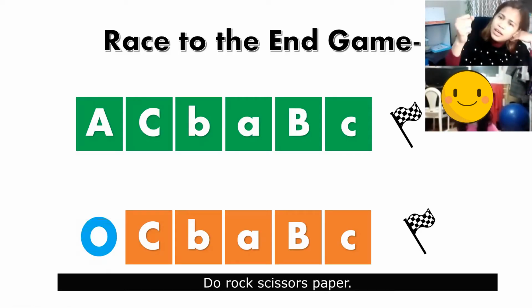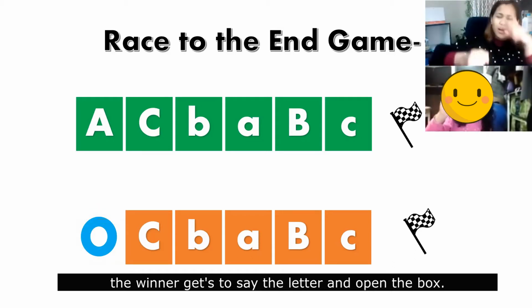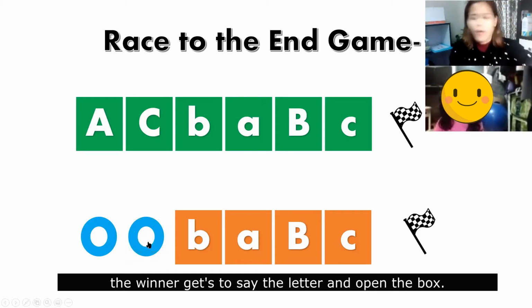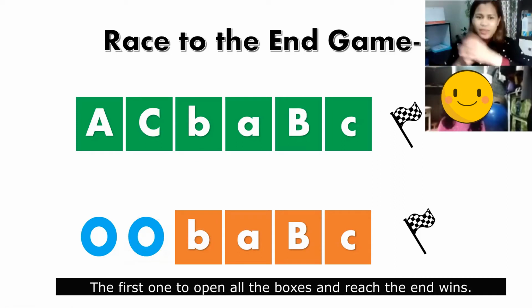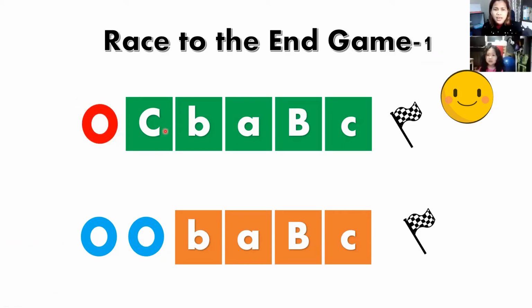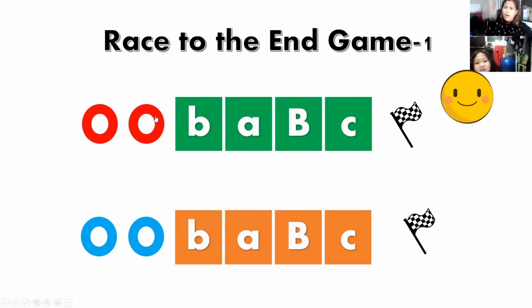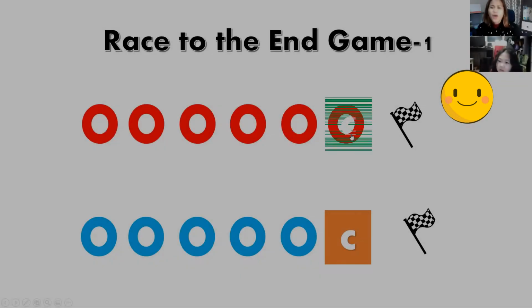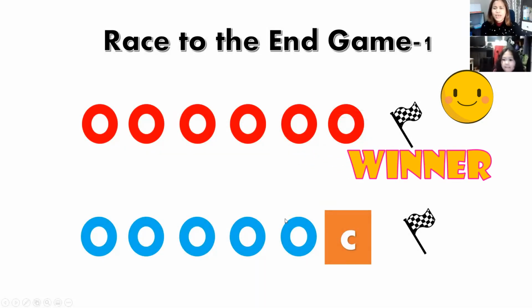Do rock, scissors, paper. The winner gets to say the letter and open the box. The first one to open all the boxes and reach the end wins. All right, good job. Okay, next. Let's make it fast. Rock, scissors, paper. Okay, now Dine wins.